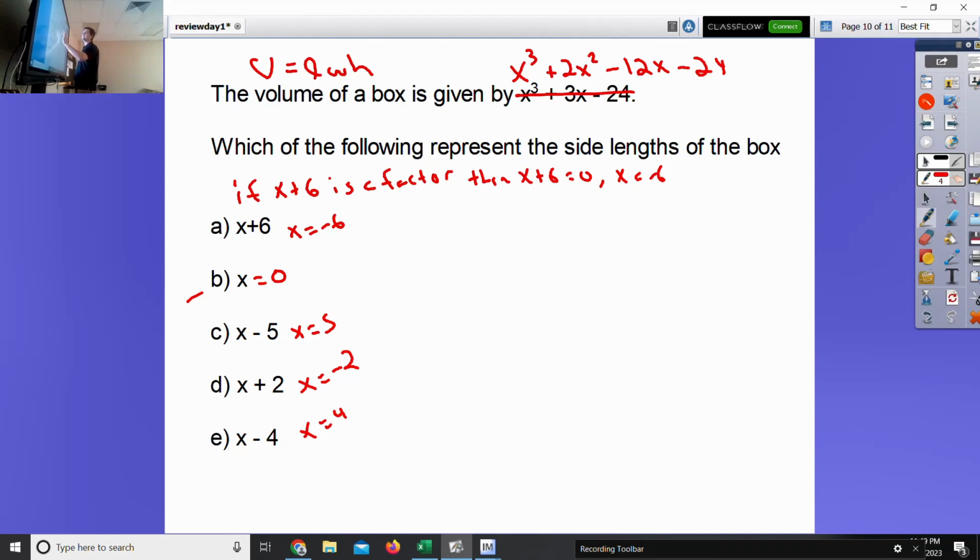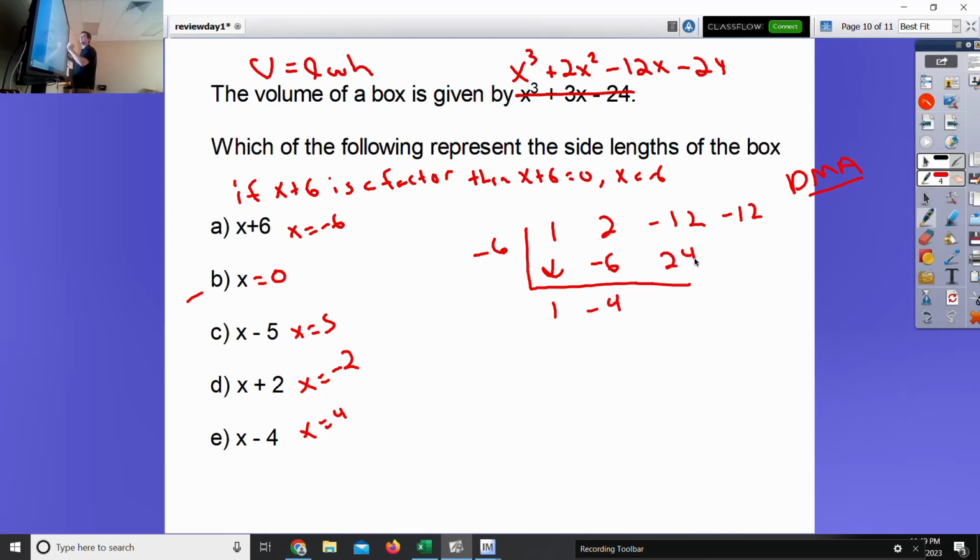Let's try that negative 6. We're going to do synthetic division. We're going to load the second floor with coefficients 1, 2, negative 12, negative 24. We're going to follow that acronym DMA. We're going to drop. Negative 6 times 1 is negative 6. 2 plus a negative 6 is negative 4. Negative 6 times negative 4 is 24. Negative 12 plus 24 is 12. Negative 6 times 12 is negative 72. And the sum is negative 84. I just learned x plus 6 is not a factor, because I want a 0.